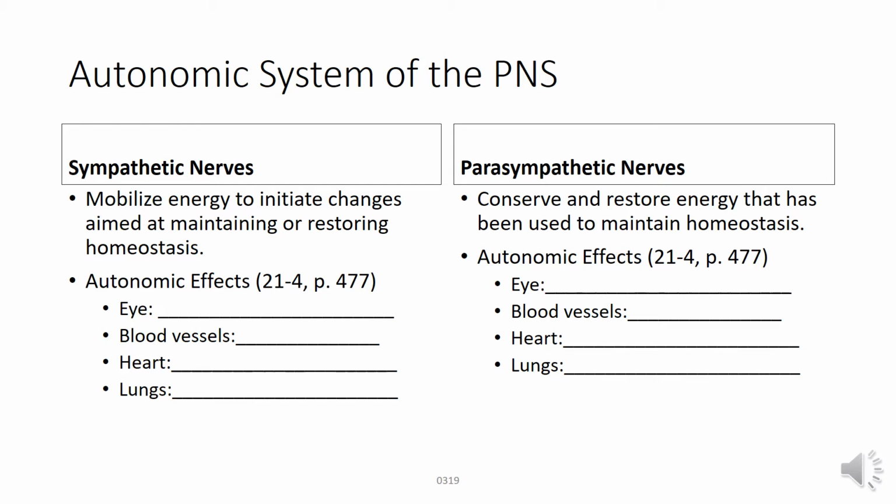The parasympathetic nerves conserve and restore energy that has been used to maintain homeostasis. The effects of the parasympathetic nerves on the eye are to cause constriction of the pupil. For the blood vessels, it causes little to no effect. On the heart, it causes the heart rate to slow. And for the lungs, it causes constriction of the bronchi.